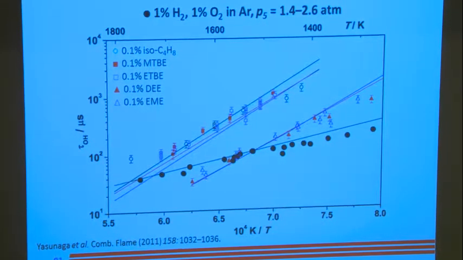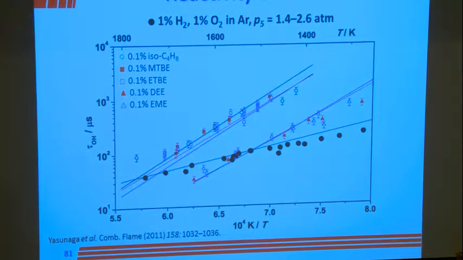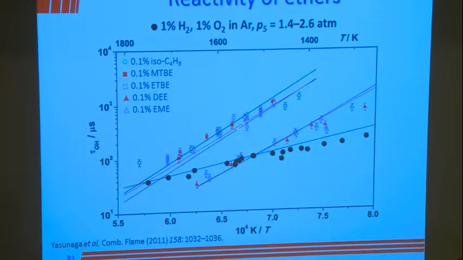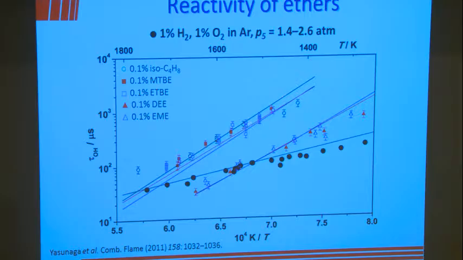And what he saw was that the data were sort of divided in two. When he added isobutene or MTBE or ETBE, all the ignition delay times were clustered around the same point, and they were all much slower in reactivity in comparison to the baseline hydrogen-oxygen ignition delay times. Whereas if he added diethyl ether or ethyl methyl ether, there was some decrease in reactivity, not a lot, at lower temperature, and even an increase at higher temperature in comparison to the baseline hydrogen-oxygen case. So here's ethyl tert-butyl ether, methyl tert-butyl ether, and then isobutene. These were all the same, so these ethers are behaving like isobutene.